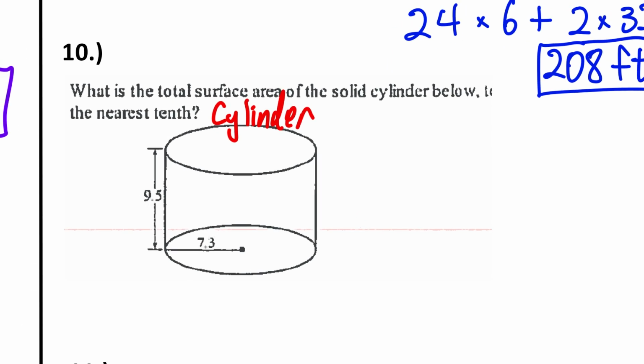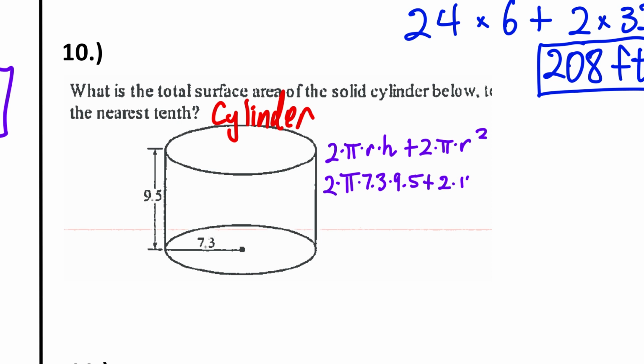Okay, total surface area of a cylinder is 2 pi RH plus 2 pi r squared. So on this one, 2 times pi times 7.3 times 9.5 plus 2 times pi times 7.3 squared. And I'm going to run out of room or time, so I'm just going to have to move quick here. 770.57 square units.